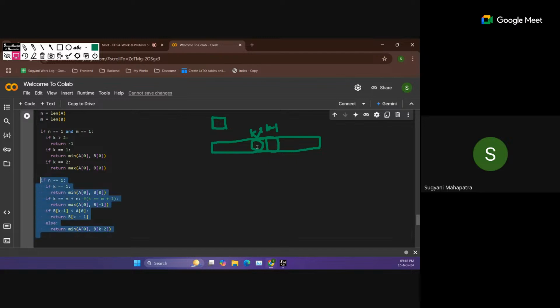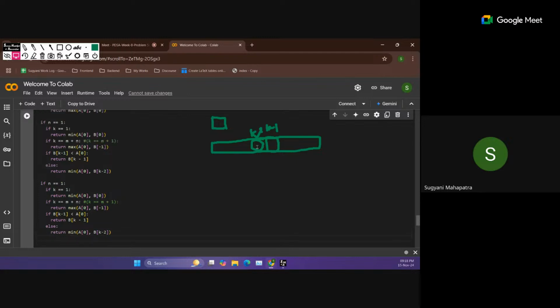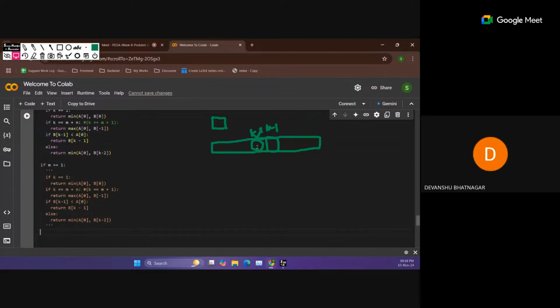The same thing will happen. We can repeat for m is equal to 1. I will not write that, but you can look into what will happen if m is equal to 1. The same thing, but the opposite. You have to fix this where a will become b and b will become a in this scenario.